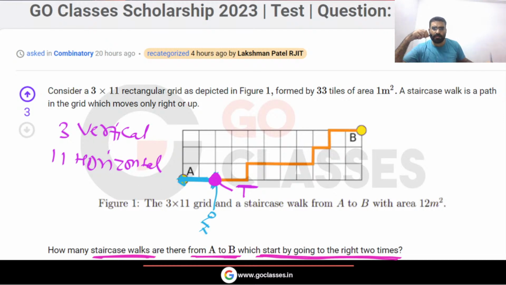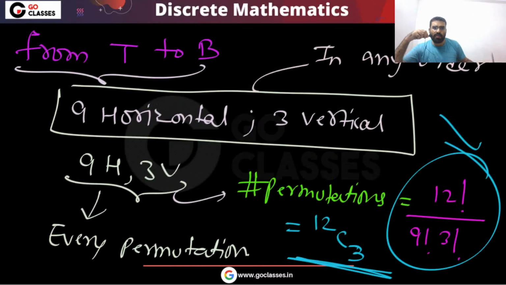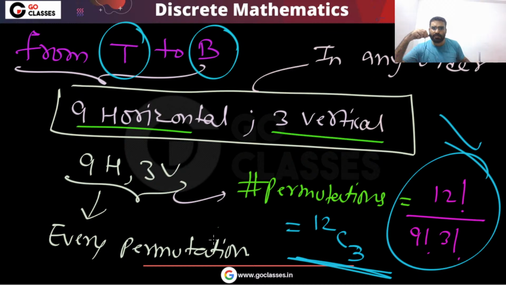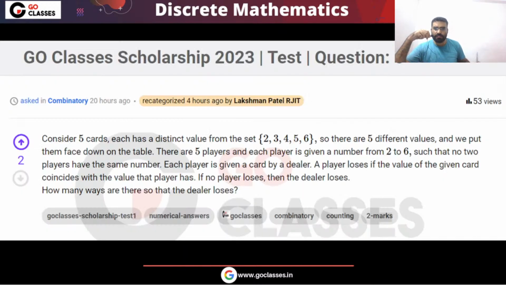Extremely simple question. But remember, we are starting by going right 2 times, means from A you go to T, and then from T you have to go to B. So we take 9 horizontal and 3 vertical steps in any order. Every permutation counts, so the answer will be 12C3.